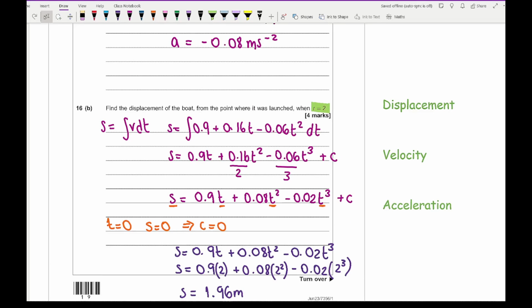What's useful to know if you're looking at a variable acceleration question is the link between displacement, velocity and acceleration. If you need to move down from displacement to velocity, or velocity to acceleration, you are going to differentiate. If you're going to move from acceleration to velocity or velocity back to displacement, you're going to integrate. And that's a really useful way of remembering which way you're going to do those questions.